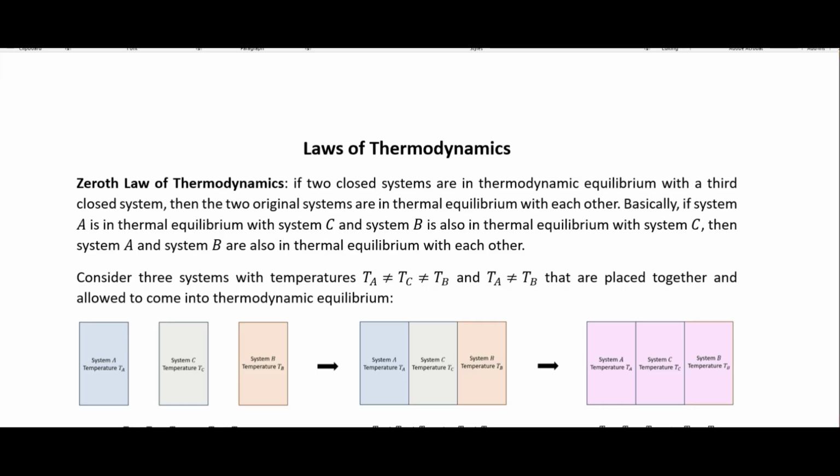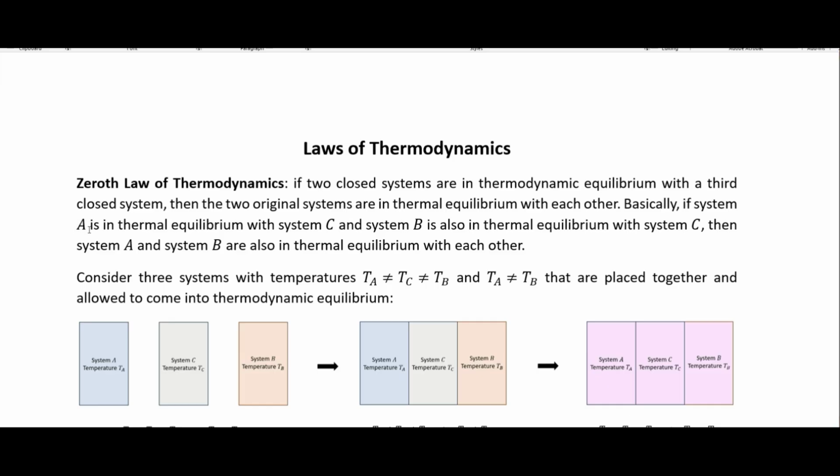Another thing that you might know about thermodynamics is that it has these laws of thermodynamics. We'll go through these in a very quick overview here. So it's called the zeroth law of thermodynamics. Some people consider this not really a law of thermodynamics, which is why it's kind of wedged in here as the zeroth law. But this says that if two closed systems, so remember closed means that we are not exchanging matter, only energy, are in thermodynamic equilibrium with a third closed system, then the two original systems are in thermal equilibrium with each other.